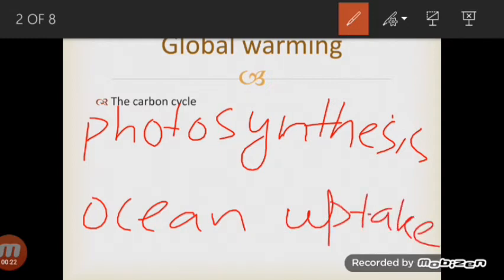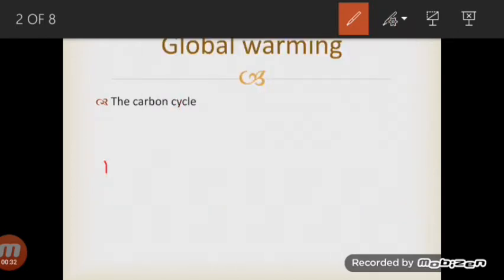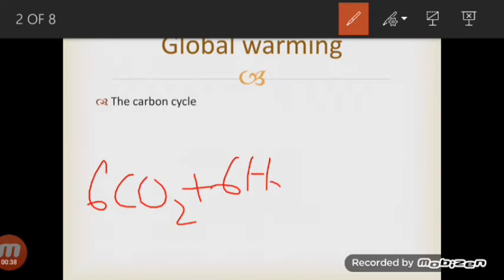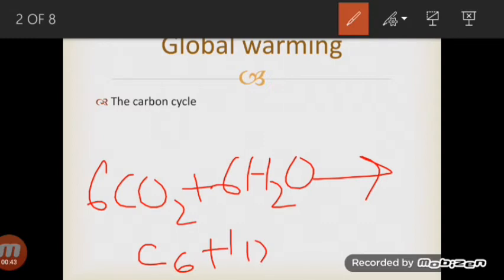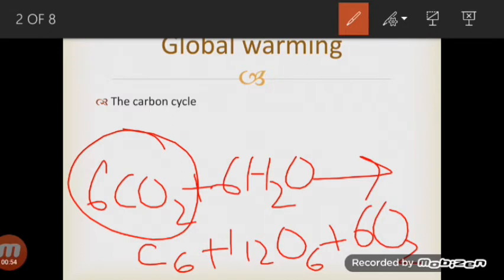In photosynthesis, all the green plants convert carbon dioxide and water into glucose and oxygen in the presence of sunlight. So the equation for photosynthesis is 6 carbon dioxide molecules will react with 6 water molecules, and as a result there will be glucose and there will be production of oxygen. So this carbon dioxide molecule is consumed by the green plant during photosynthesis. So this is how it will be removed from the atmosphere.